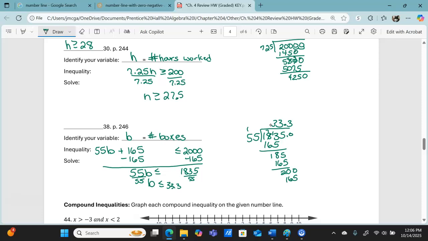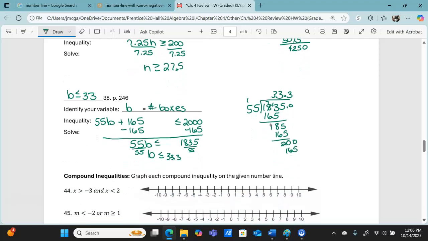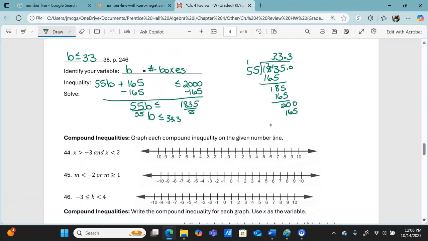These are boxes. You can't take a third of a box. So you have to take at most 33 boxes. So those are cases where when you solved the equation, you had to look and say, can I have a decimal? And no, you couldn't.